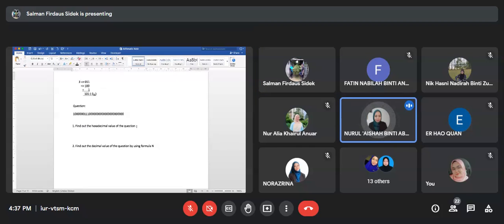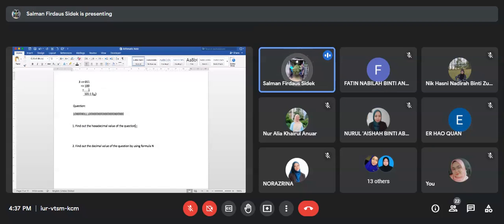One digit hexa equal 4 binary digit. Itu teknik dia. That is the technique. So, how to do it? How to execute the technique?